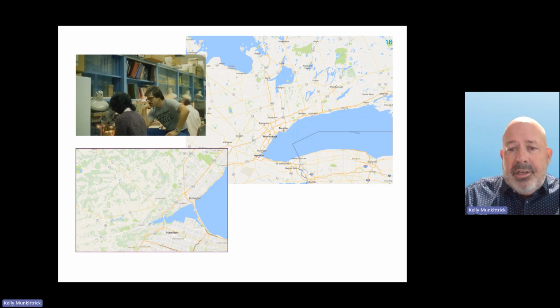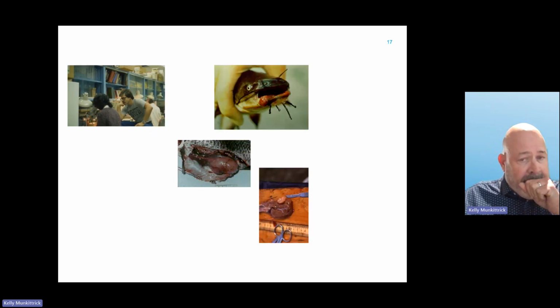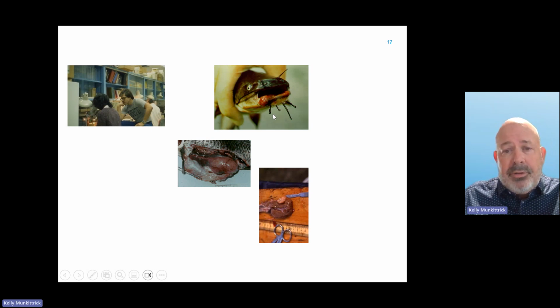When we set nets in Hamilton Harbor, there were 3 abundant species of fish we caught, and all 3 had cancer. This is a brown bullhead with a lip papilloma, a melanoma, and its whiskers burnt off. This is a carp with a gonadal tumor. This is a sucker liver with a tumor.